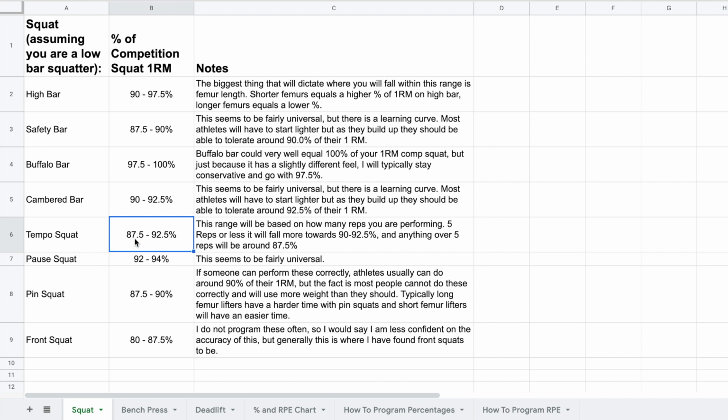So as we get to how to program, I'm going to show how I do that, because we not only need to program based off of a tempo squat being more difficult, so it's a difference in your 1RM, we also have to change that based off of how many reps we are doing.